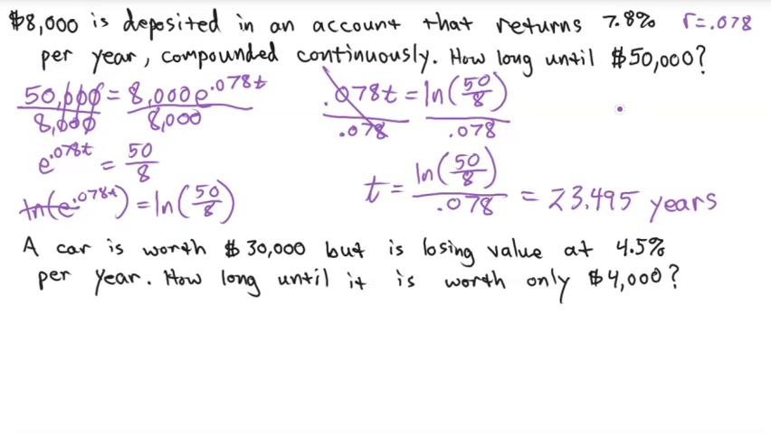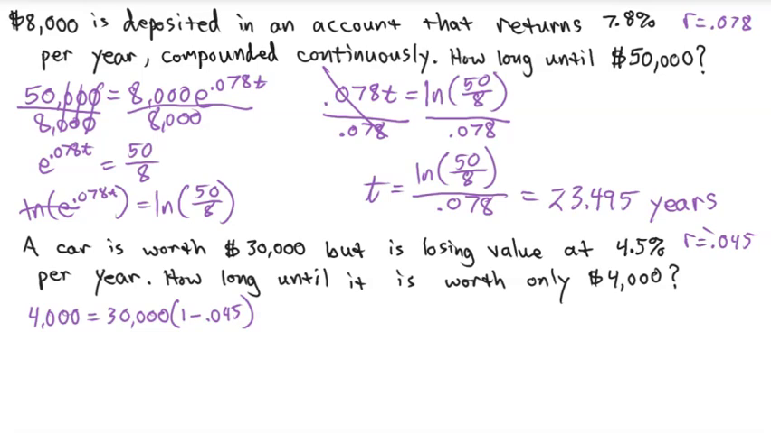All right, last one we're going to do here is a car is worth $30,000, but it's losing value. It's losing value, so it's a decay at 4.5%. So the rate is 0.045, but because it's a decay, it's going to be subtracted, okay, per year. How long until it's worth only $4,000? So the ending value is going to be 4,000 equals, the starting value was 30,000, okay? Now this does not say continuously, so we're going to do 1 plus, but it's losing value, so we're going to do 1 minus 0.045, okay?